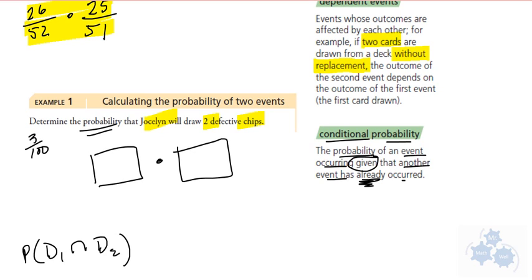3 out of 100. Yeah, it's right there. Okay, so 3 out of 100. So that goes in the first. That's chip number 1. So if I'm trying to find the probability that both are defective, I have to assume for this one that the one I've already drawn is defective, right? So you tell me now what probability, what fraction am I going to put in here?